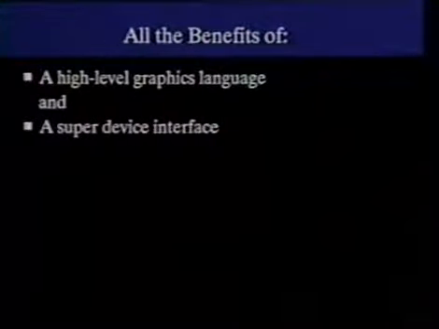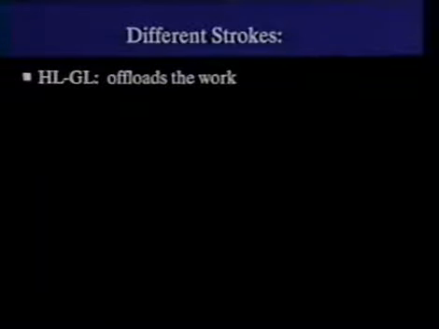The first thing to note is that the GPI brings to the systems level API all the benefits of both a high-level graphic language and a super device interface. Now, the reason for that is really fairly simple. That is that the two pieces of the GPI provide different kinds of facilities. The high-level graphics language has as its purpose offloading the work of remembering how to repair a graphic picture from the application itself into the system.